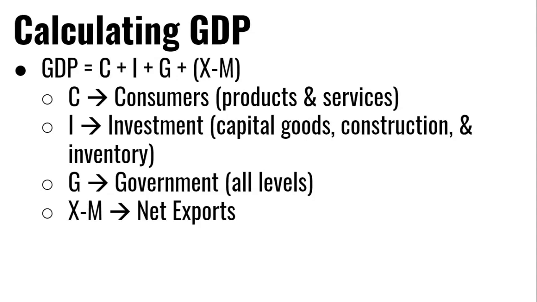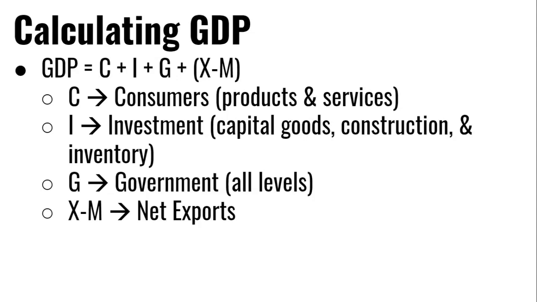I is investment spending. That is businesses. They're spending on things like capital goods, and that means machinery, computers, and bulldozers, and all of the things that are machine capital intensive goods. Construction of new buildings is considered part of investment spending.